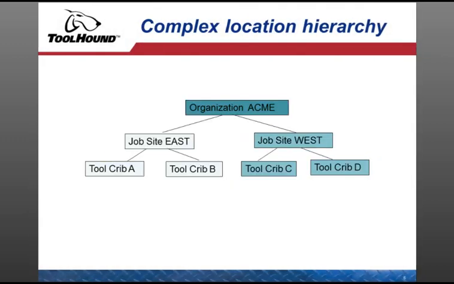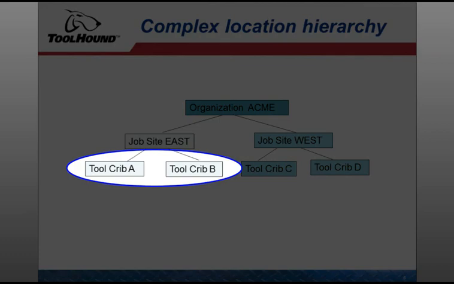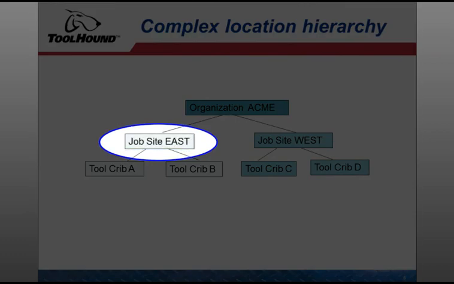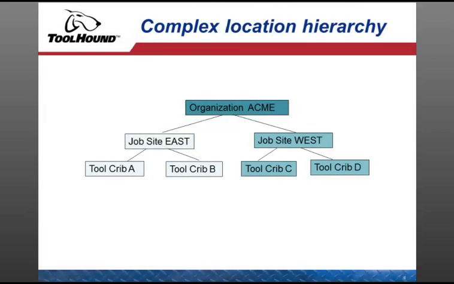More complex hierarchies can be created when there are multiple tool cribs where the visibility needs to be restricted. For example, tool crib A and B are on the same job site in a region of the country, which are all defined as locations. The job site is above the tool cribs in the hierarchy, and the region of the country encompasses one or more job sites. Personnel granted the visibility for the location tool crib A won't be able to access the inventory in tool crib B, but personnel given visibility for the job site will be able to access inventory in either crib.